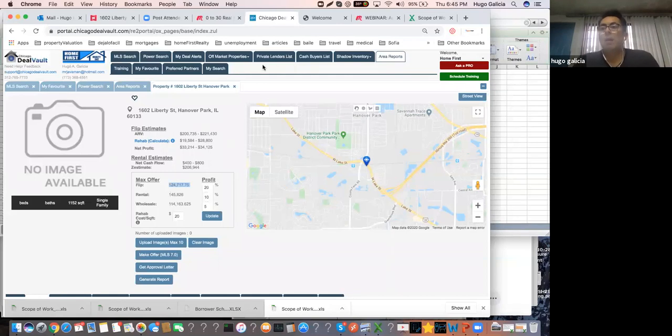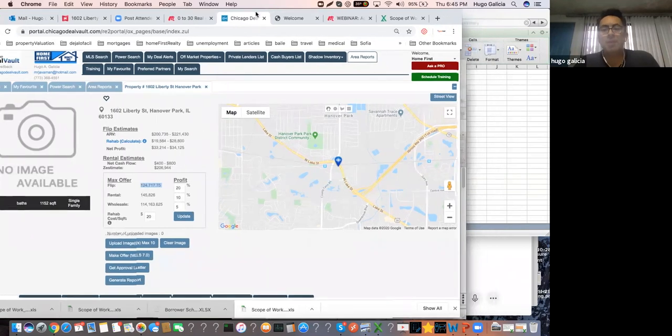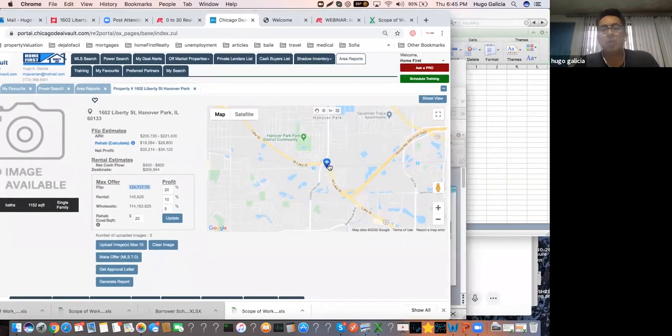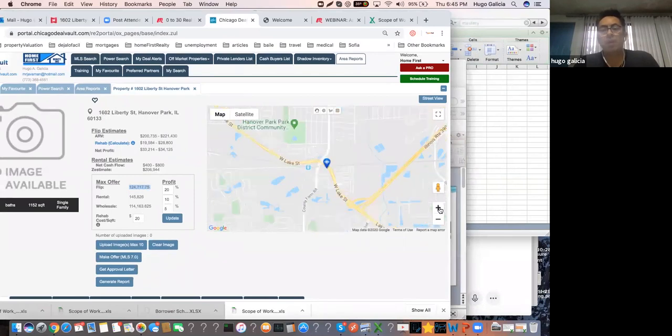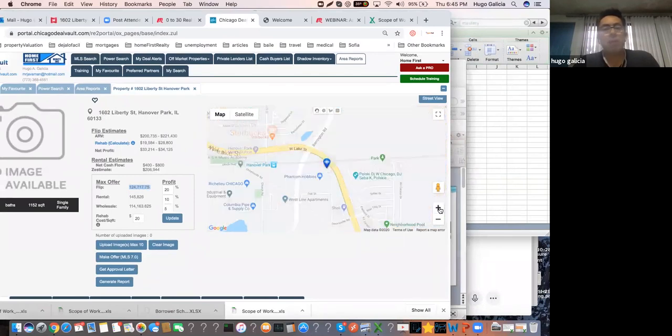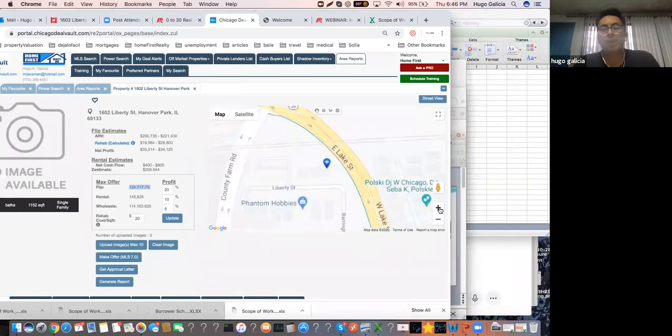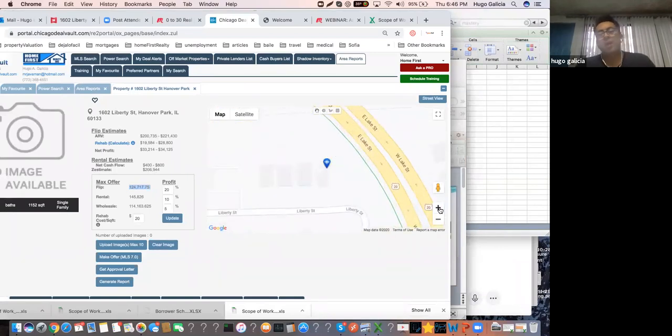So before looking at the property, guess what's so important when analyzing a deal? Location, location, location, right? So what I'm going to show you right now, this is the map right here, and then you see the blue icon. I'm gonna zoom in. This is the location of the property. It's on Liberty. So guess what? Right off the bat, I see a problem. Do you guys see the problem?